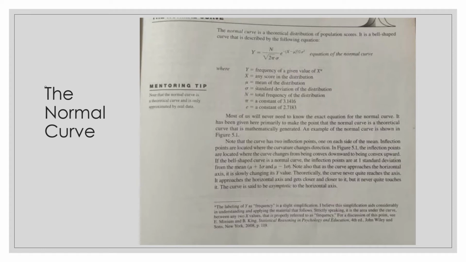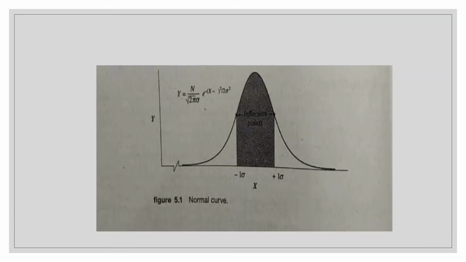The second slide tells us about the equation of the normal curve distribution. Now here we have figure 5.1. The inflection points are located where the curve changes from being convex downward to being convex upward. If the bell-shaped curve is a normal curve, the inflection points are one standard deviation from the mean.